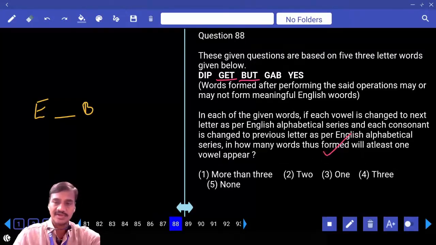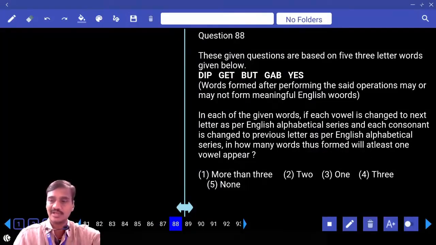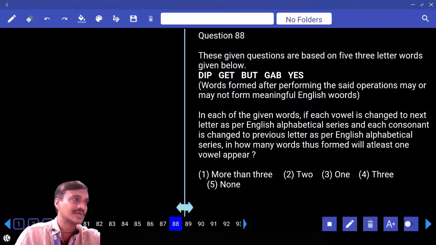Clear? Then 88. Now in each of the given words, each vowel is changed to the next letter as per the English alphabet, and each consonant is changed to the previous letter. Then in how many words so formed will at least 1 vowel appear? At least one vowel should be there. What should we do to the vowel? Add 1. What is the question asked about? Vowels. Now if you add 1 to a vowel, can you have a vowel once again? It doesn't come. Hence no need to work on the vowels at all.